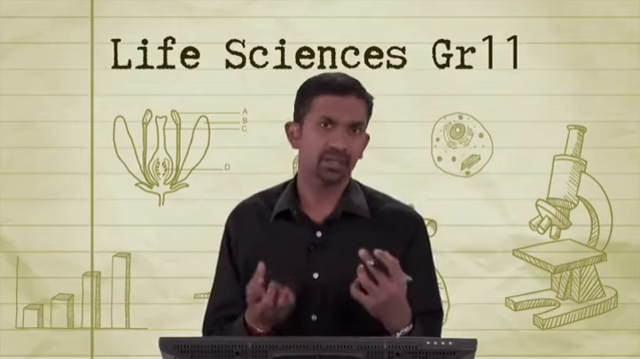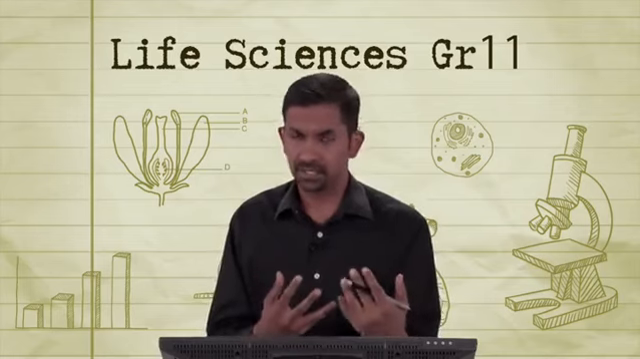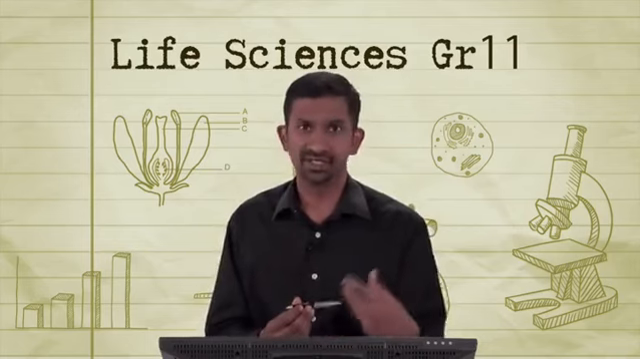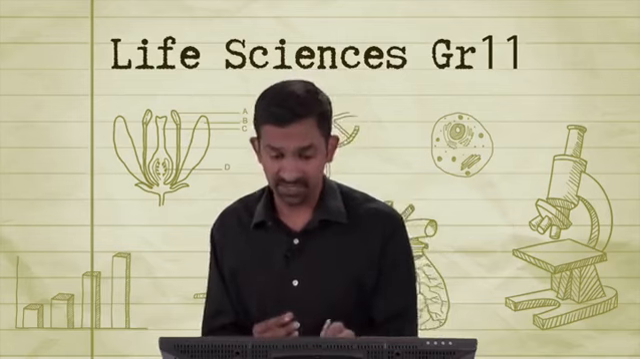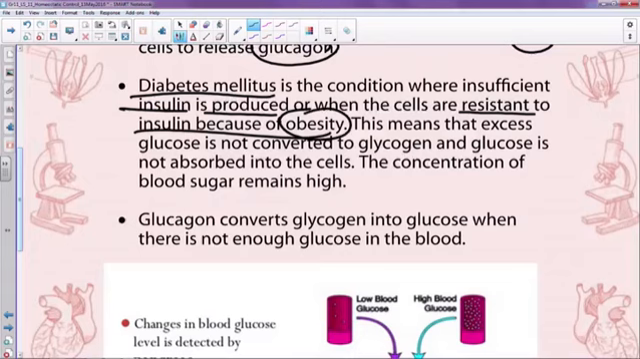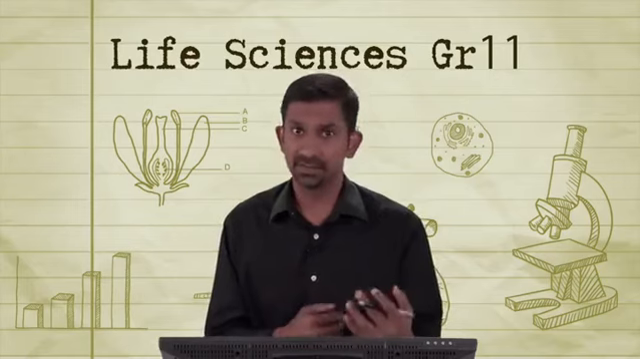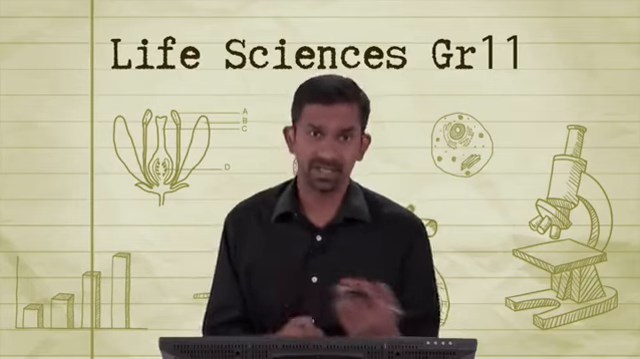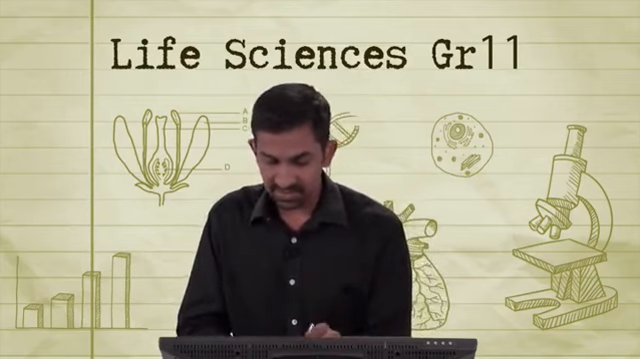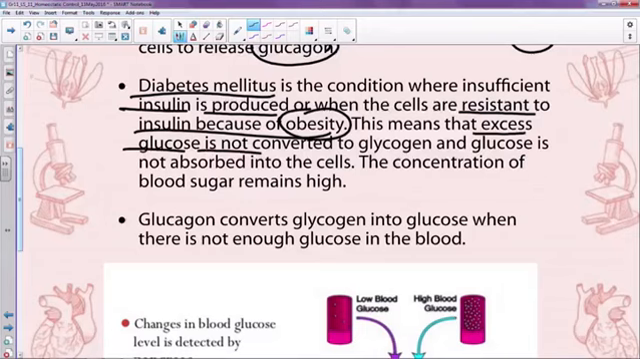And essentially it's got to do with when you're born as a type 1 diabetic individual, your body cells do not recognize the insulin, as opposed to somebody who is obese, where the body cannot produce enough insulin or becomes intolerant to insulin, and hence the insulin does not do what it's supposed to be doing in terms of converting the excess glucose to glycogen. And that excess glucose then builds up and remains in the body, and it affects the way metabolism occurs. And this is essentially what this means. It means that the excess glucose is not converted to glycogen, and glucose is not absorbed into the cells.